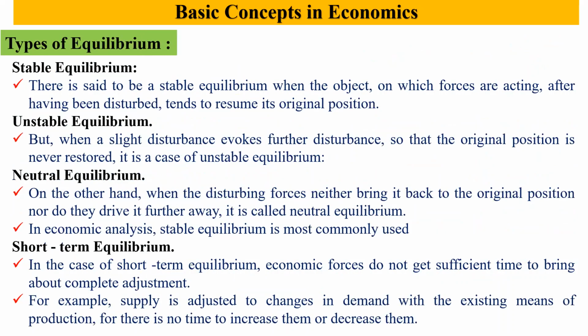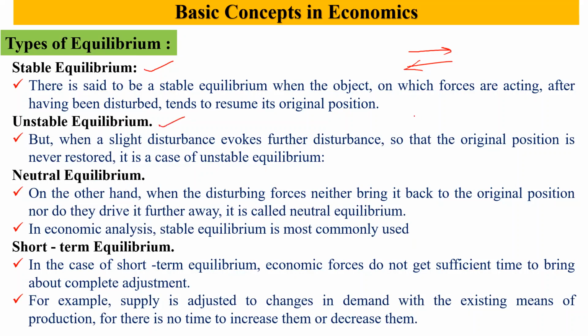Then we'll see the types of equilibrium. First is the stable equilibrium. There is said to be stable equilibrium when the object on which forces are acting, after having been disturbed, tends to resume the original position. There are two forces, they are in equilibrium, but whenever we disturb these two forces, again they will tend to come to the original position. Then we say that it is stable equilibrium.